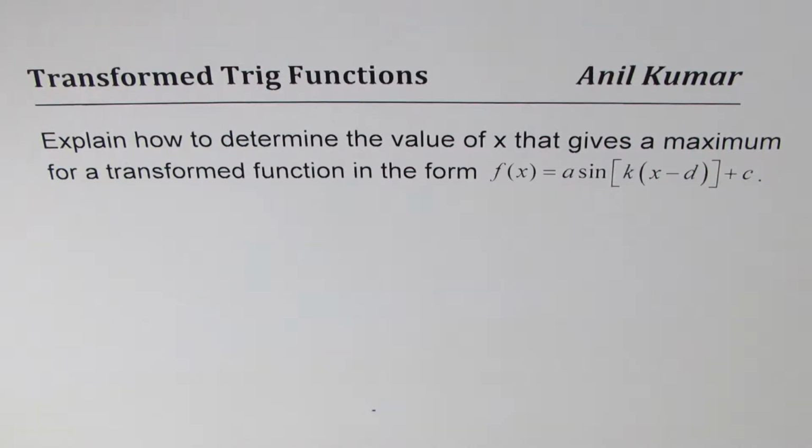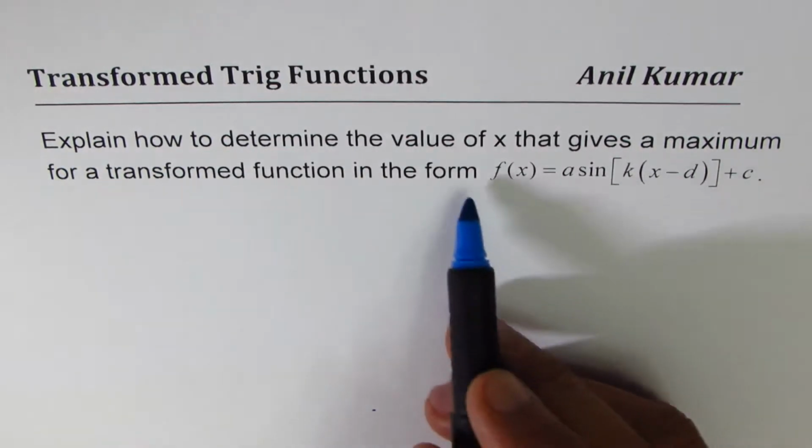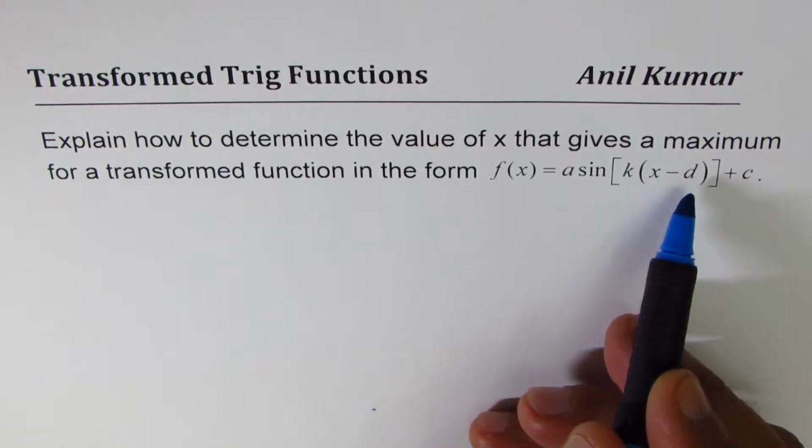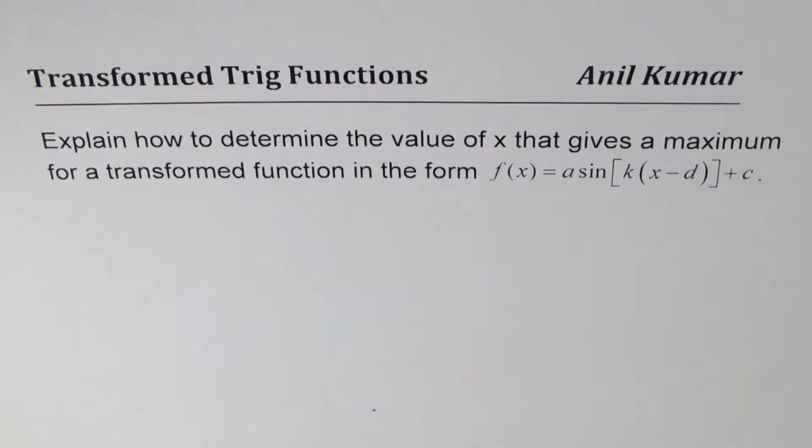The question here is: explain how to determine the value of x that gives a maximum for a transformed function in the form f of x equals a sine k times x minus d plus c. Well, if you have to give just one value, it's kind of simpler.